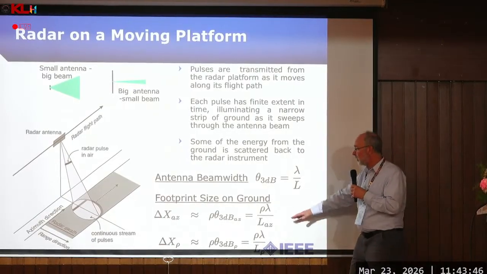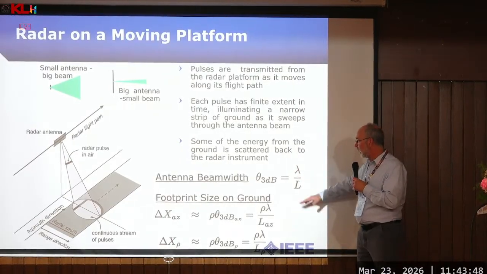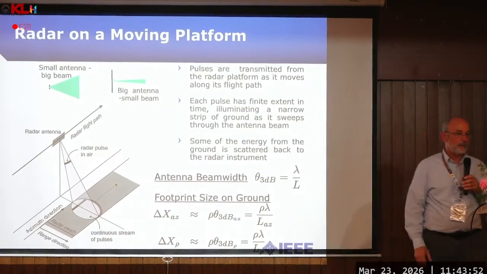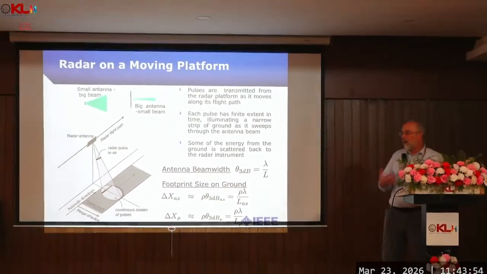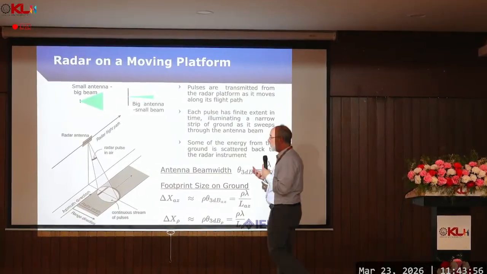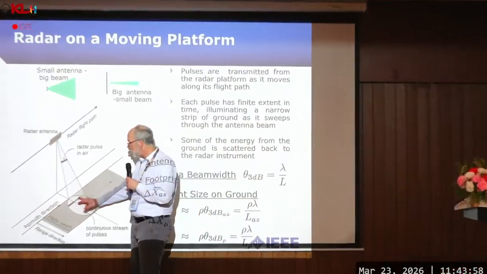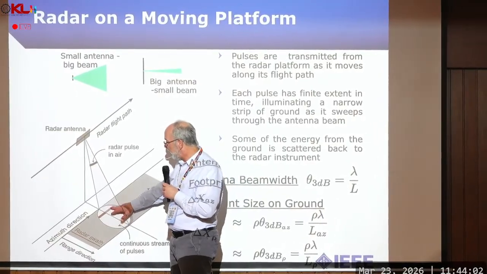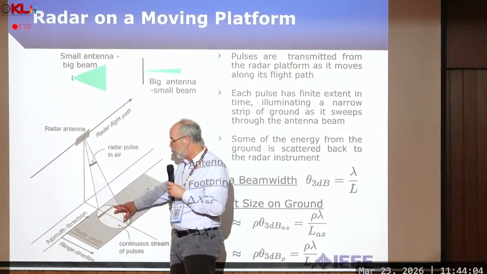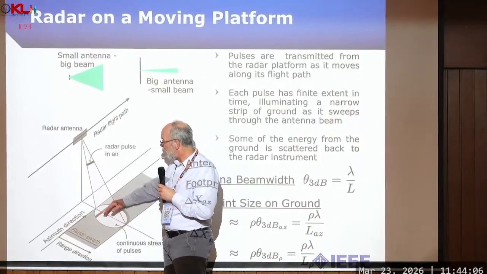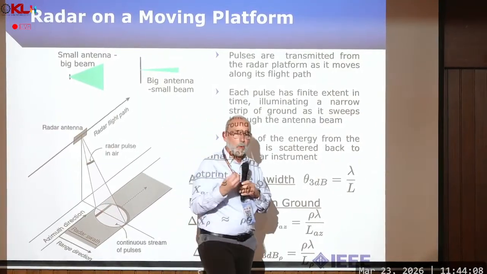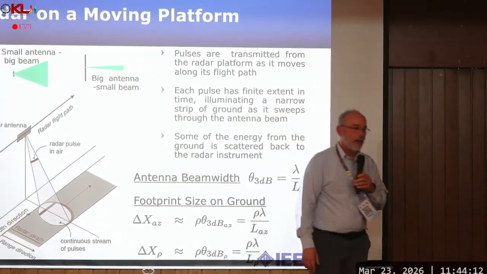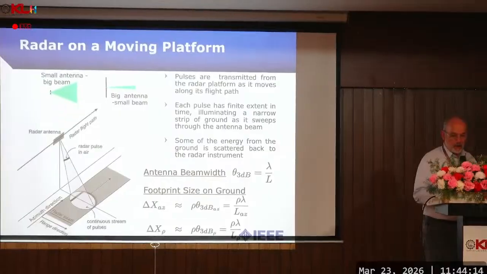These are just equations describing the beam width of the antenna and, at the ranges of interest, what the footprint size would be. So in our received energy, we get all the energy that's being illuminated in this area here of the pulse coming back and being integrated into one number as we fly along. That's not what we want.